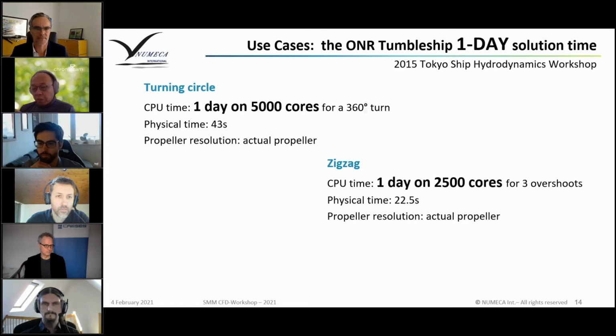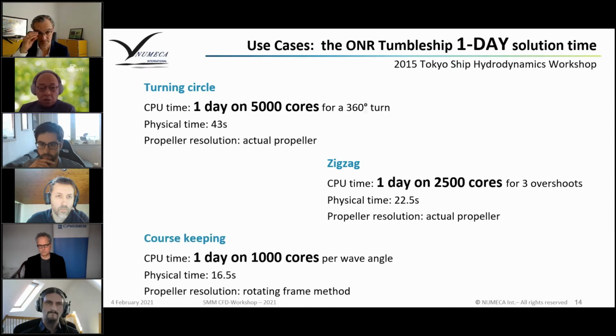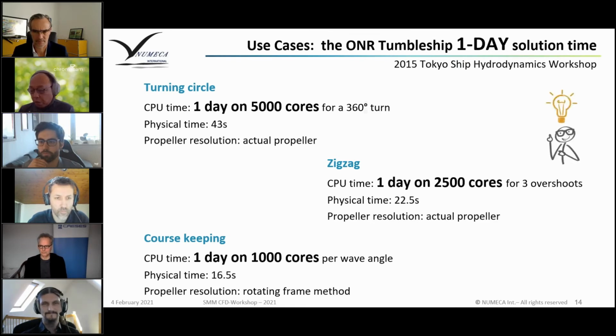Zigzag with 2,500 cores with 3 overshoots with physical time of 22.5 seconds, we can do it in one day as well. You have course keeping. For one wave angle, just put 1,000 cores. You can do it in one day. You have 4 wave angles, you book 4,000 cores, you do it in one day. Okay, so this is really powerful.